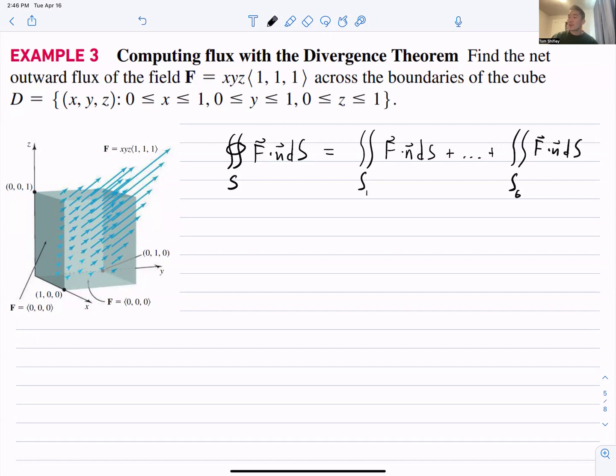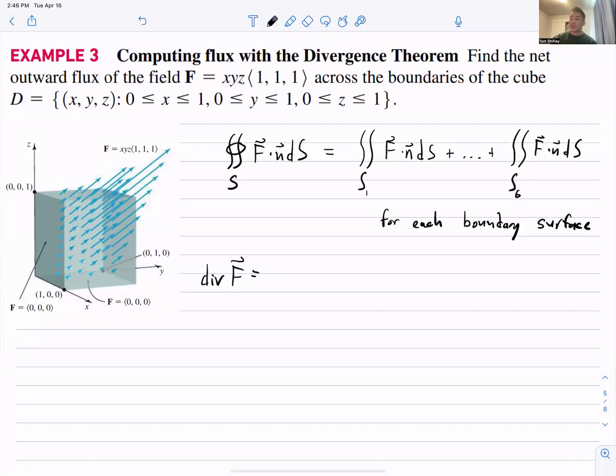So for each boundary piece, because there are six boundary surfaces on a cube, that would be horrific. Even though 3 of them are going to be 0 because x, y, and z are 0 on those ones, and so you'd really only have to do it for 3 of them, it's still a major pain. So instead, let's use the divergence theorem. Let's compute the divergence of our vector field.